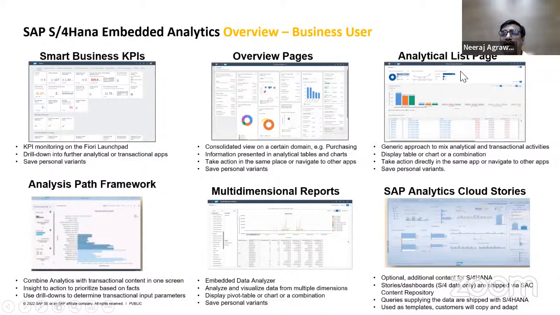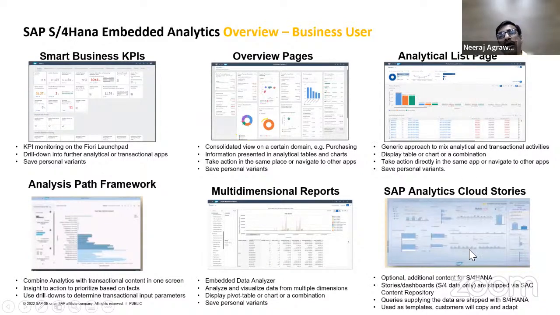Then there are analytical list pages where you can see from an analytical perspective how things are going in a graphical or a tabular manner. You have then multi-dimensional reports where you can see something based on profit center, cost center, at a GL level, or based on segments. So these are multi-dimensional, where you can choose the characteristic you want to see, and based on it you can see in the same report from different perspectives.